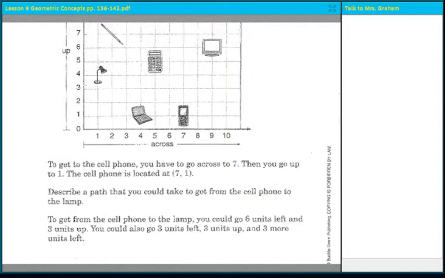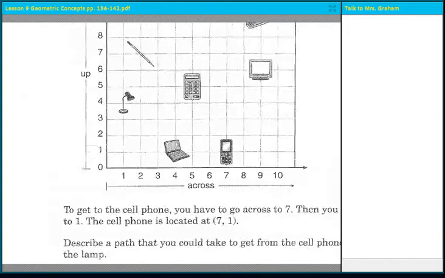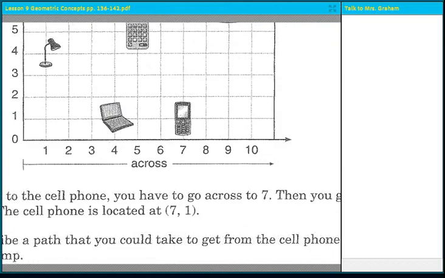Now, let's check out the cell phone first. The cell phone is one of those old-fashioned phones Mrs. Graham actually kind of has. So we have a cell phone right here. Raise your hand if your parent has a cell phone like that still. Anybody? Oh, man. Mine is a flip phone, so it's a little better. But I don't have a smartphone, so my phone looks a little different.